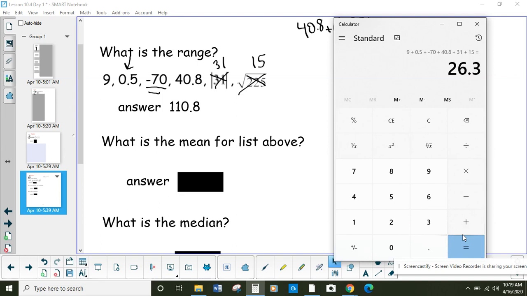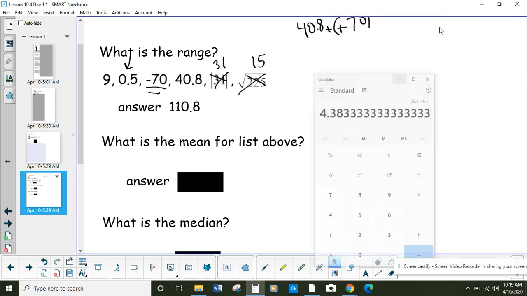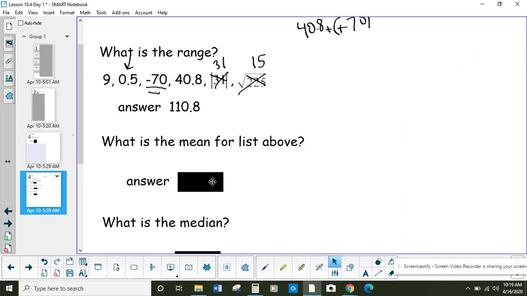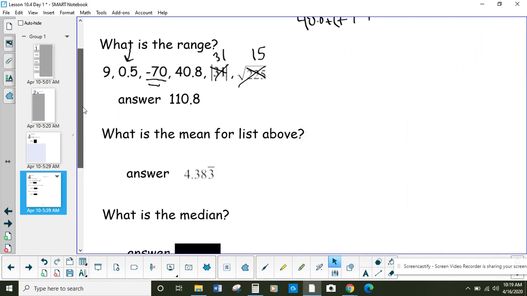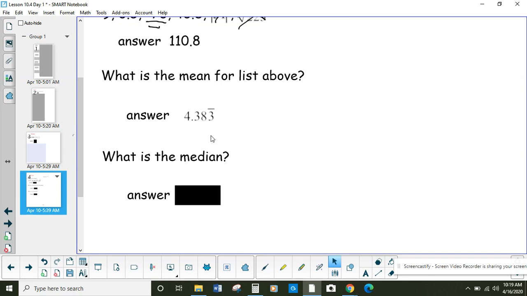How can it be so small? Because that negative 70 was negative, right? And divide by how many numbers there are. There's 1, 2, 3, 4, 5, 6 numbers. So I divide by the number 6, and that's how we get our mean or our average. You could round that, or you can give an exact answer. The repeating decimal where the 3 is repeating after the 8 means you just put the bar or the vinculum over the 3. How about the median for these?